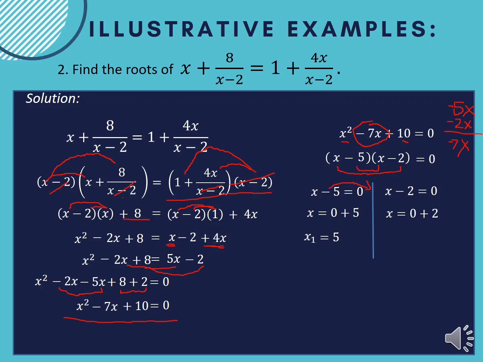And then, x minus 2 is equal to 0. X equal to 0 plus 2. Tinranspose si negative 2 sa other side, kaya naging positive 2. 0 plus 2 is equal to 2. So, therefore, the roots ay 5 and 2.